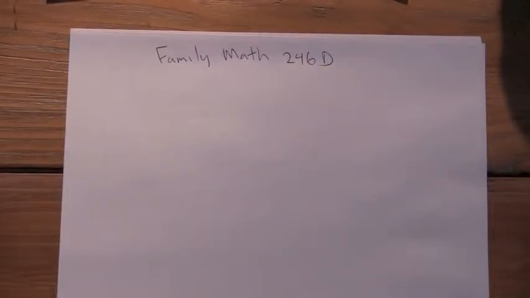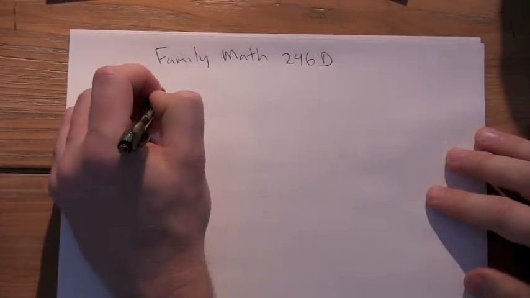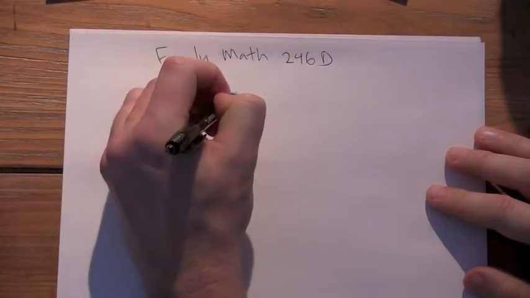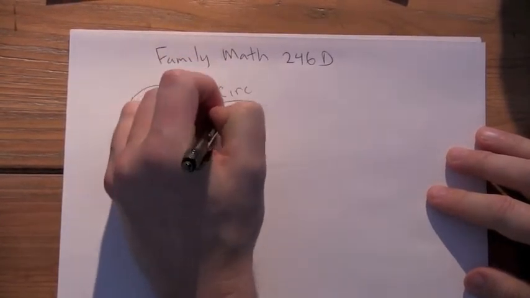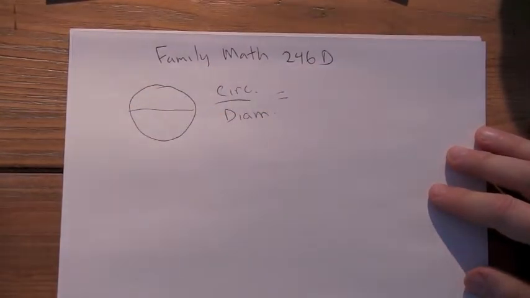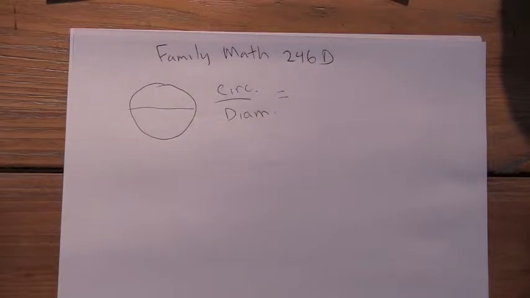Okay, so this is what the book says. We know in a circle you have the ratio of the circumference divided by the diameter. What is it? The ratio in a circle, the circumference divided by the diameter, is it pi? Pi.